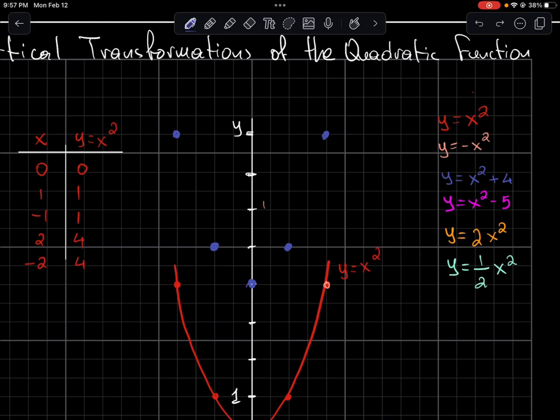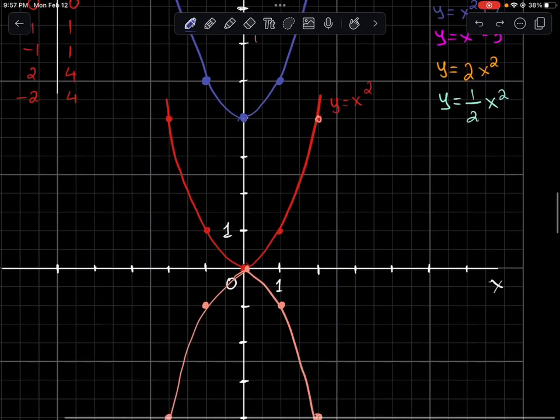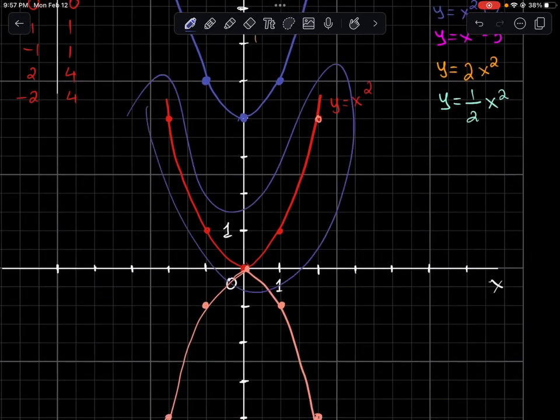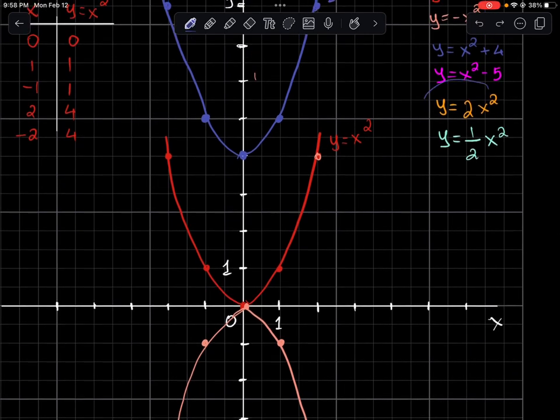Make sure everything is symmetric, and this is the blue curve, which has equation y equals x squared plus 4. I'm going to leave the y equals x squared minus 5 to you, and obviously you're going to have to start with the red line and go down 5 steps. Now let's do this one.